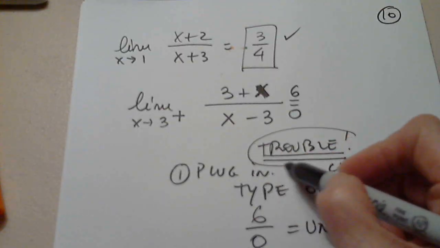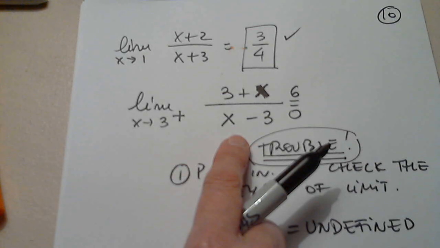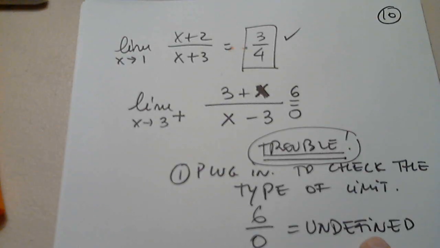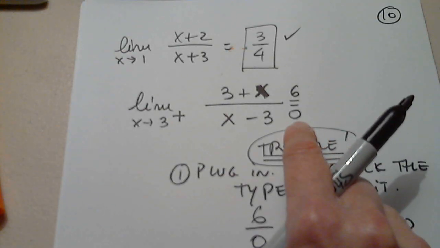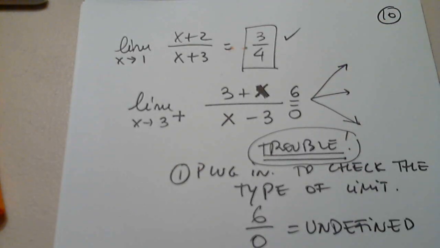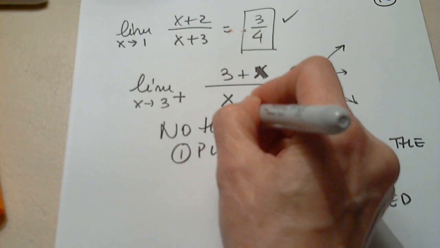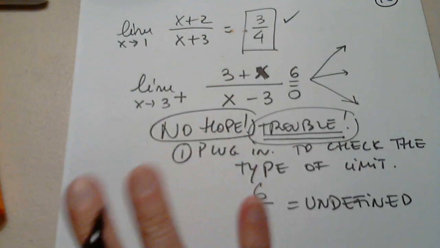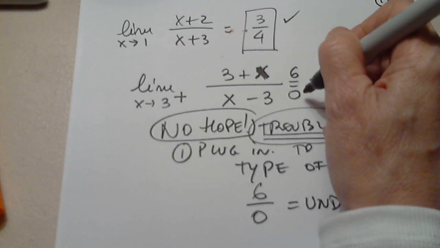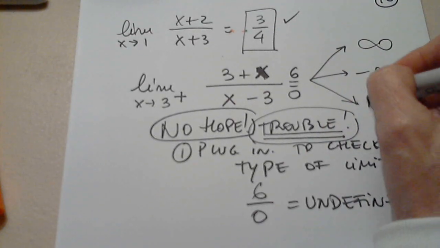That's why I say it's trouble. Here it was nice, because 3 is not in the domain of this function. 3 turns this into an undefined situation. So 6 over 0, what are the options? There are 3 possibilities, but definitely no hope. The limit can never exist. In the situation of a number over 0, there is never hope. So the answer is infinity, negative infinity, or DNE.